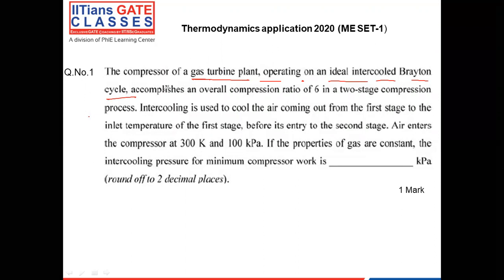Intercooling is used to cool the air coming out from the first stage to the inlet temperature of the first stage. Air enters the compressor with the given parameter values. Properties of the gas are constant, that is, they are not going to vary. They are asking for the intercooling pressure for minimum compression work, in kilopascal.